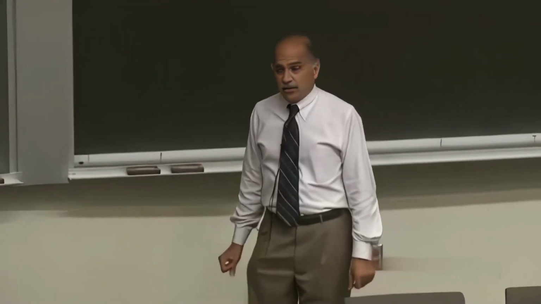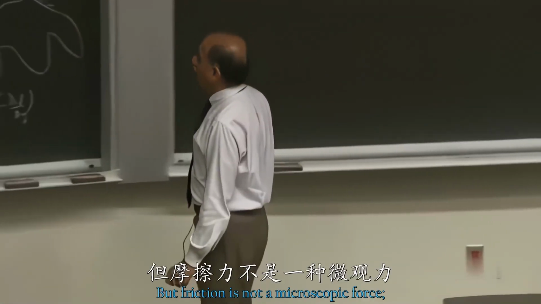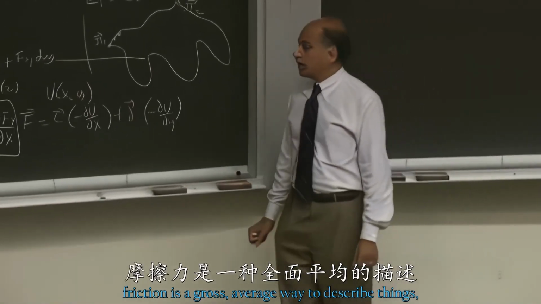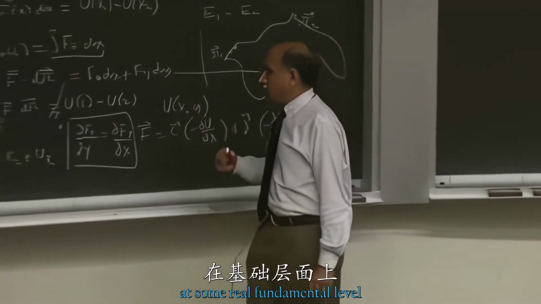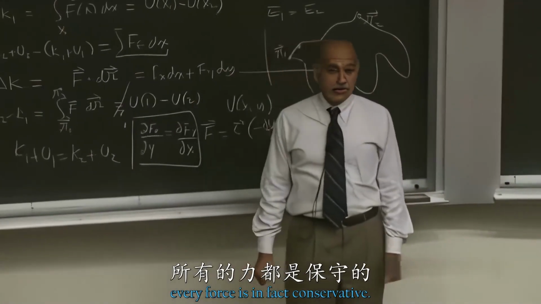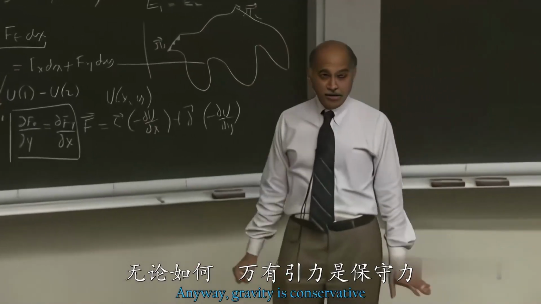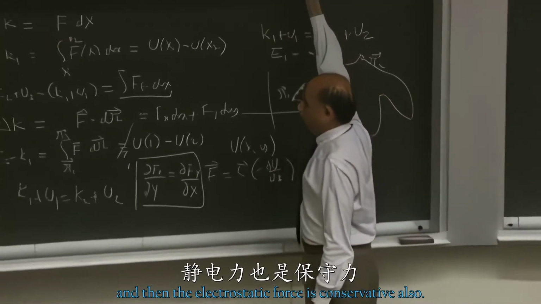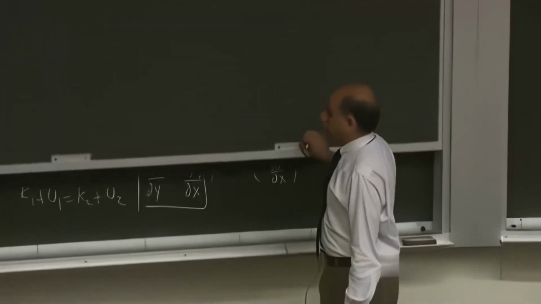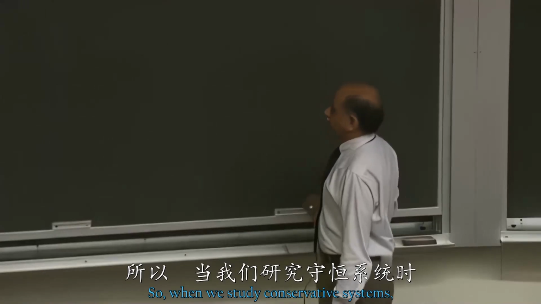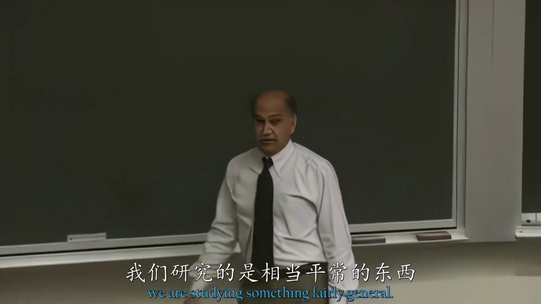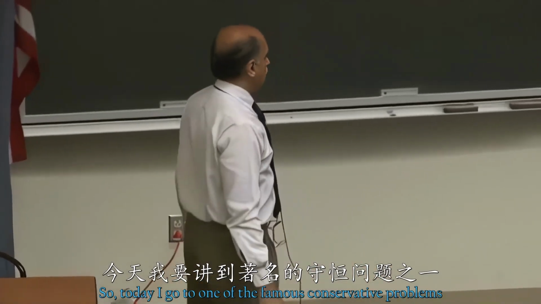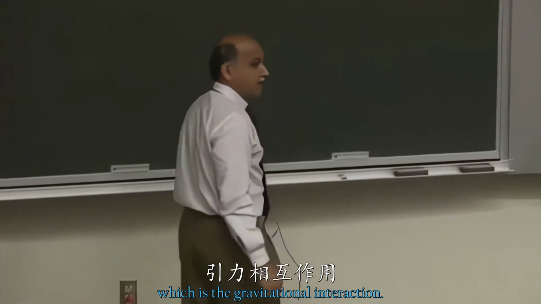Now, friction is a little tricky. You might say, well, friction is not conservative, but friction is not a microscopic force. Friction is a gross average way to describe things. At some real fundamental level, every force is in fact conservative. Anyway, gravity is conservative, and the electrostatic force is conservative also. So when we study conservative systems, we are studying something fairly general. So today I go to one of the famous conservative problems, which is the gravitational interaction.